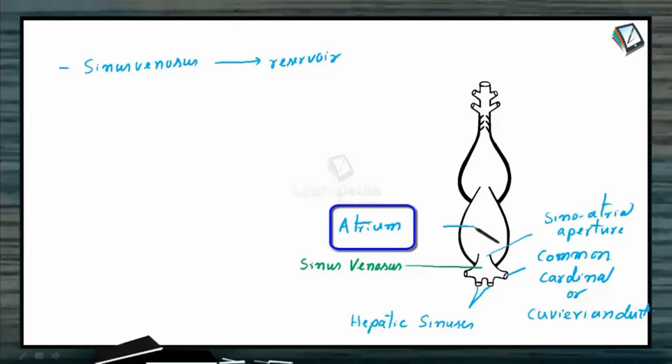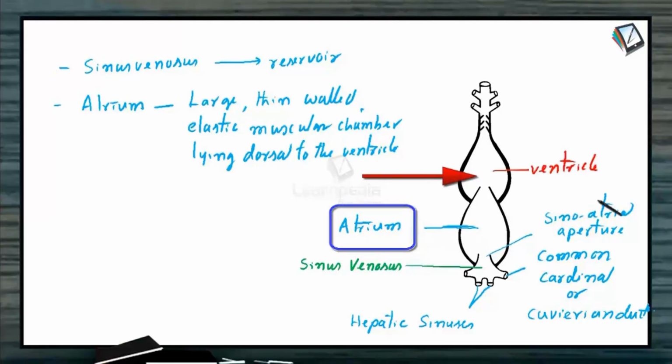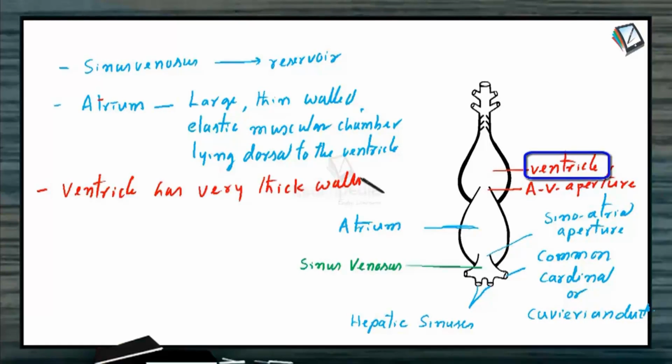Then the atrium is a large, thin-walled, elastic, muscular chamber lying dorsal to the ventricle, and it opens ventrally into the ventricle through an atrioventricular aperture, which is also guarded by a pair of valves. Then blood reaches the ventricle. The ventricle has very thick walls, and it opens into a muscular tube of narrow diameter called the conus arteriosus, and this has a series of semi-lunar valves. All valves of the heart prevent the backward flow of blood, or regurgitation of blood.